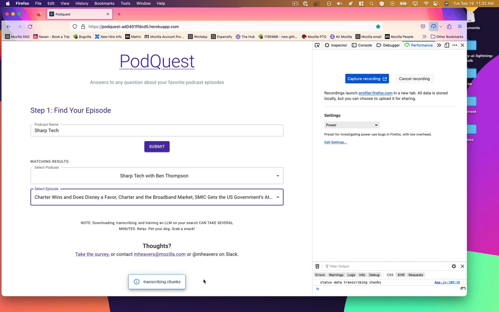You can see it's made those chunks, and it is transcribing each individual file's audio to create those embeddings. And what those embeddings will do is we can provide those to our large language model, which I'm also using OpenAI's GPT 3.5 for, to be able to ask questions about what happens in this podcast episode. So again, I'm going to fast forward.